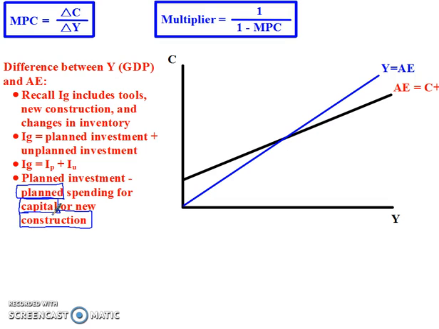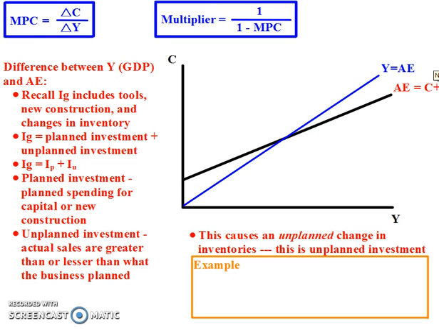So remember, I said up here there were three parts to gross investment. There was the capital, that's planned. There was the new construction, that's planned. But now we have this other thing, changes in inventory. And sometimes our changes in inventory are unplanned. We didn't expect them. So that is what we call unplanned investment.